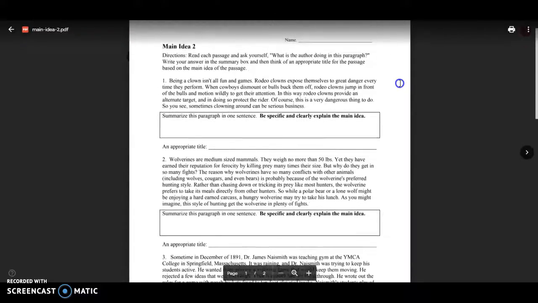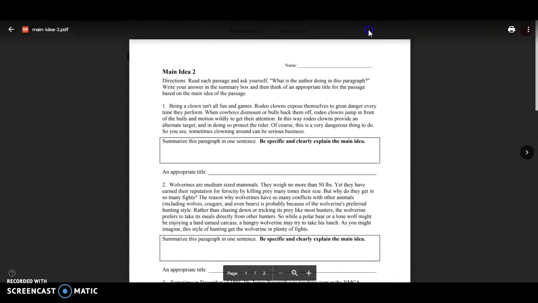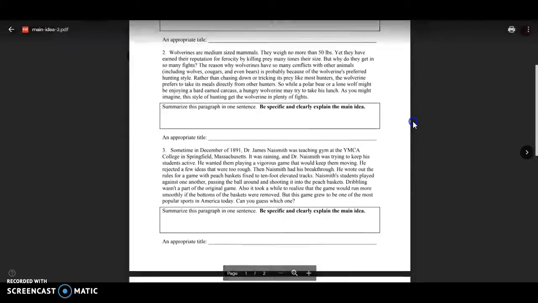So the directions for this worksheet: read each passage and ask yourself, what is the author doing in this paragraph? What is the paragraph mostly about? Write your answer in the summary box and then think of an appropriate title for the passage based on the main idea of the passage. And so you have to complete that.